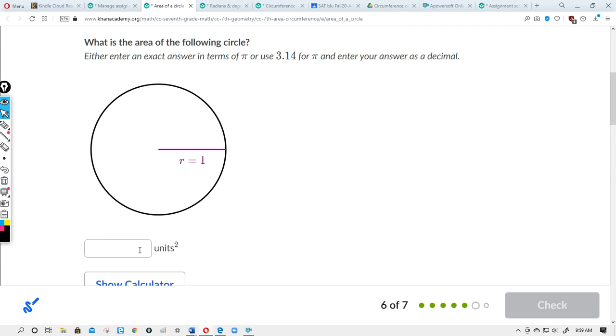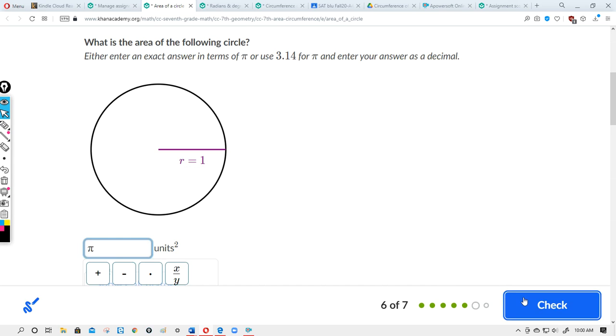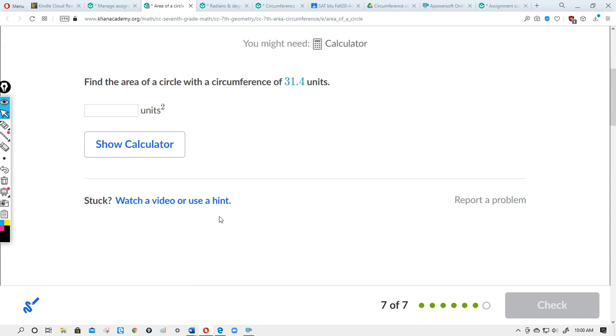So let me skip this one. I'll do it real quick. The area, pi r squared. R squared is 1 times pi is just pi.